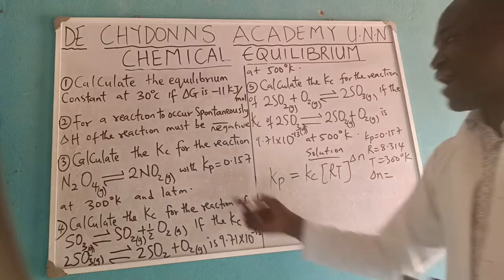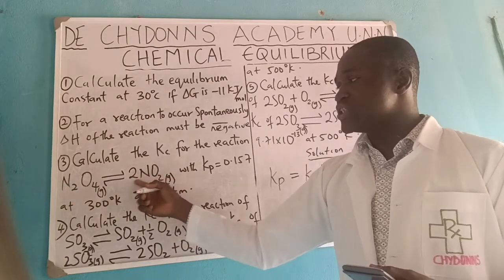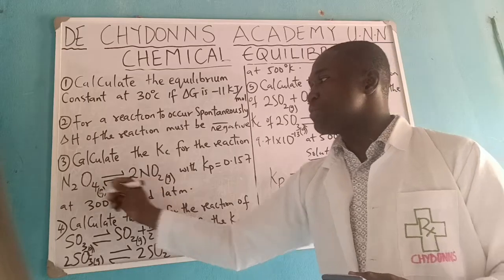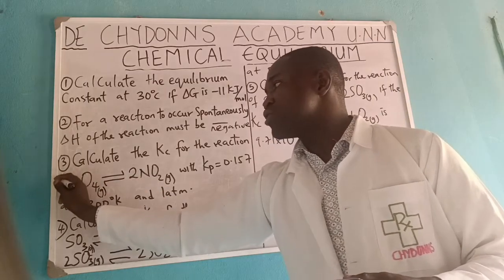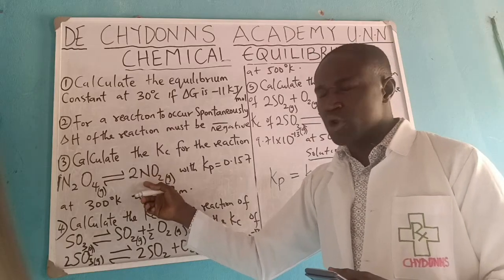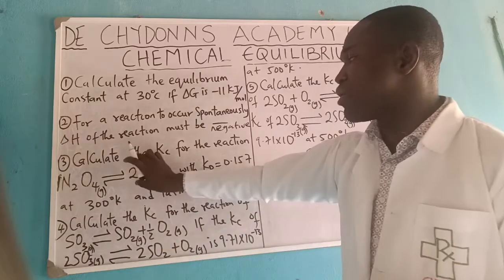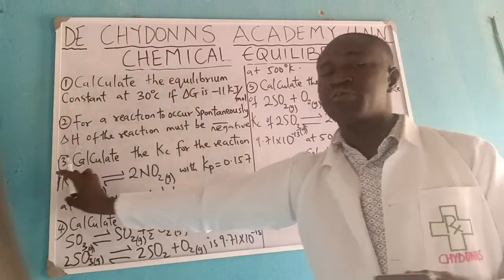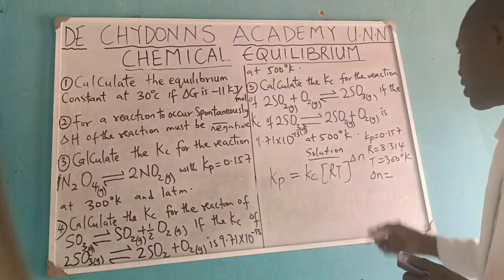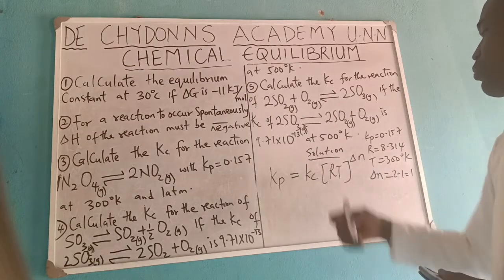I've talked about this. This is in gas, this is in gas. The change in n is equal to 2 minus 1. The mole of this is 1. That is the number of moles of the product and the number of moles of the reactant. Get the total number of moles of the product minus that of the reactant. And so we'll have 2 minus 1 equal to 1. So you put it here.